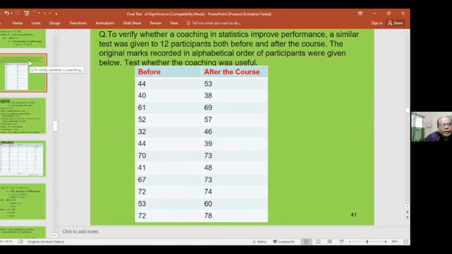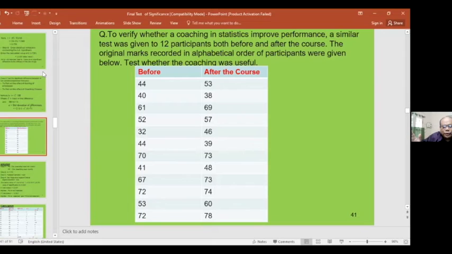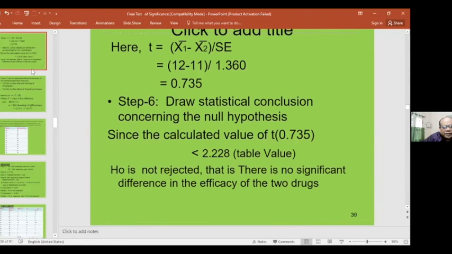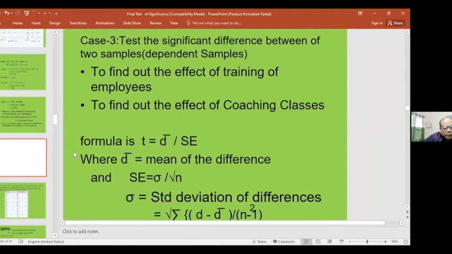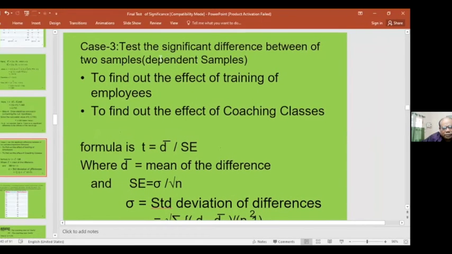Now, in that case, when you are interested to know the effectiveness of the treatment, then you use the t-related test, or you can say the t-dependent sample test. You can call it the t-related test. So the dependent sample test, or the related t-test, is a test of significant difference between the two samples.